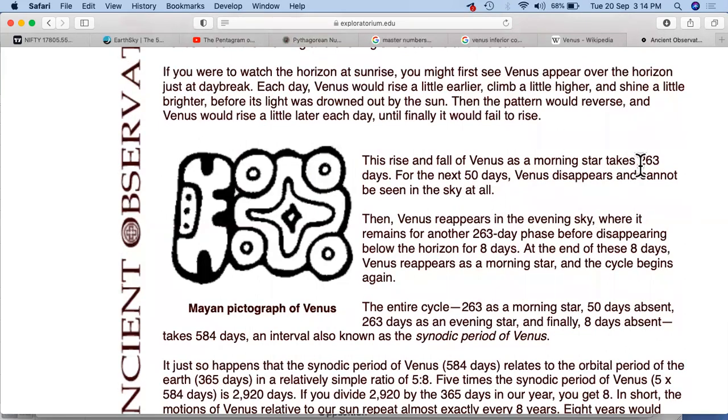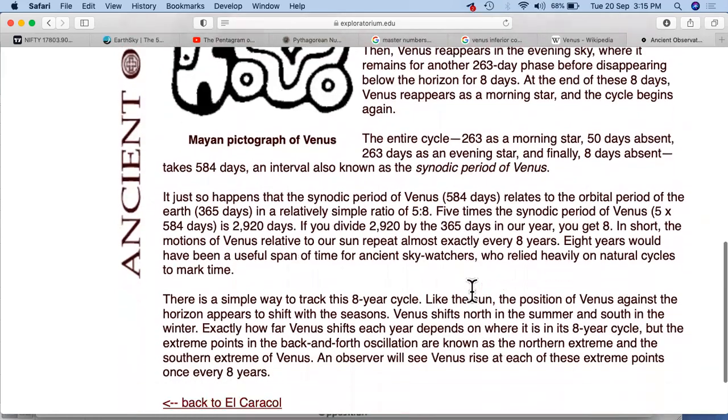So before, it was about 263 days, which is the morning star part, and after that it disappears for 50 days. After that it creates a cycle of 263 days, which is more like an evening star, and again disappears below the horizon for 8 days. At the end of these 8 days, Venus reappears as a morning star and the cycle begins again. So this is the cycle for the morning star and evening star. Let's see what further things there are.